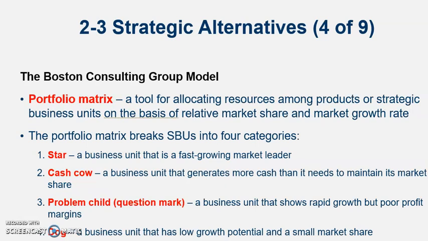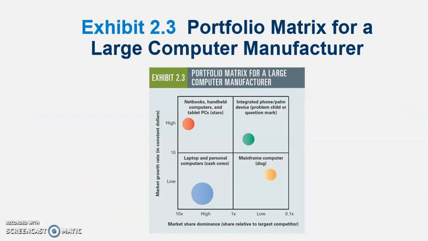The Boston Consulting Group model is a tool for allocating resources among products or strategic business units on the basis of relative market share and market growth rate. The matrix breaks SBUs into four categories: star, cash cow, problem child, and dog. The next picture, Exhibit 2.3, shows a portfolio matrix for a large computer manufacturer.